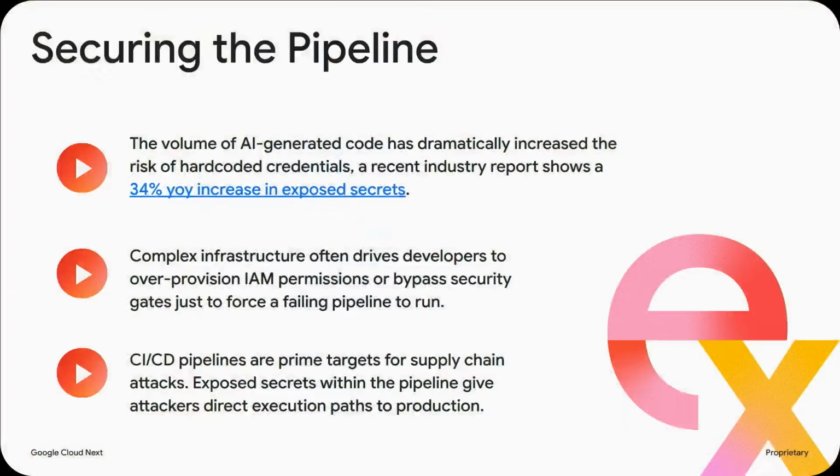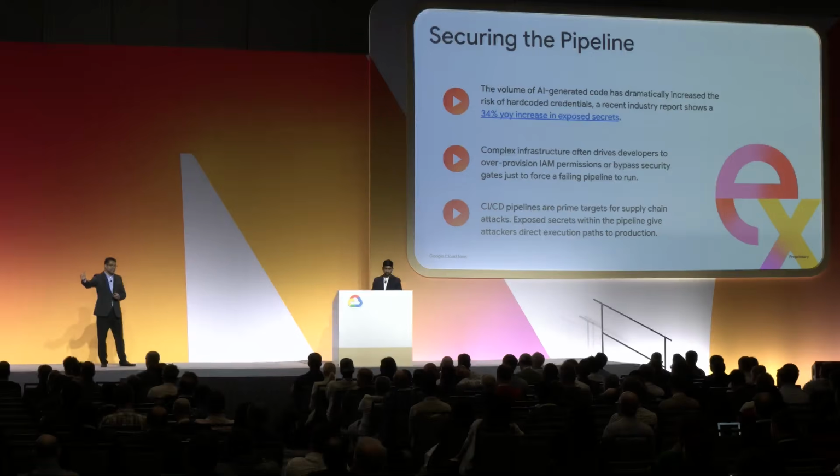With a huge amount of AI-generated code, security has become a major challenge, especially leaked secrets. In fact, according to a recent industry report, the amount of leaked secrets in public repositories has jumped over 30% in just one single year. When infrastructure is complex, engineers often over-provision IAM permissions and sometimes bypass security gates just to get their pipelines to run. Because CI/CD pipelines provide a direct path to your production environments, they now become the prime target for supply chain attacks.